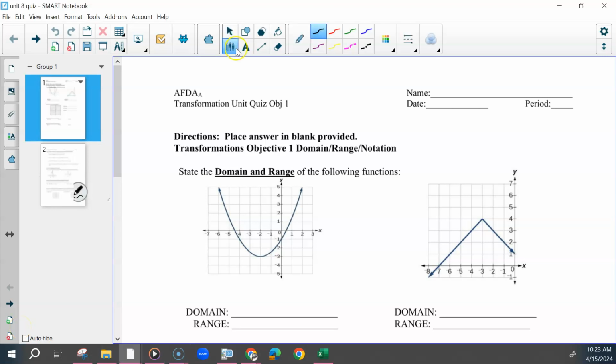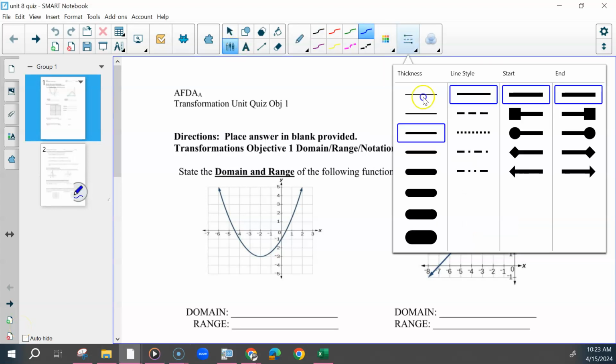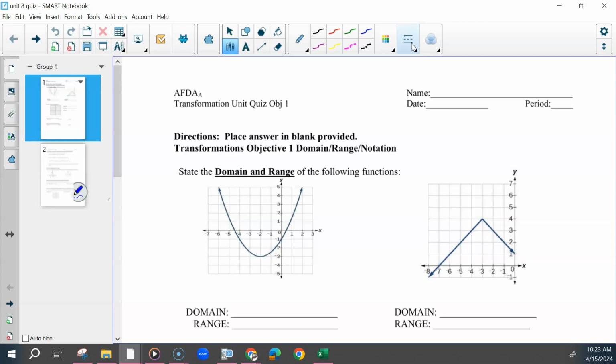Make sure you are fixing anything you made a mistake on so you don't make that same mistake on the test.